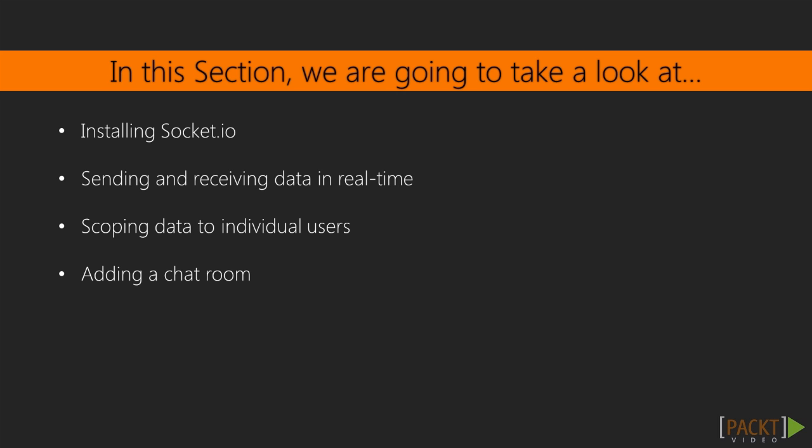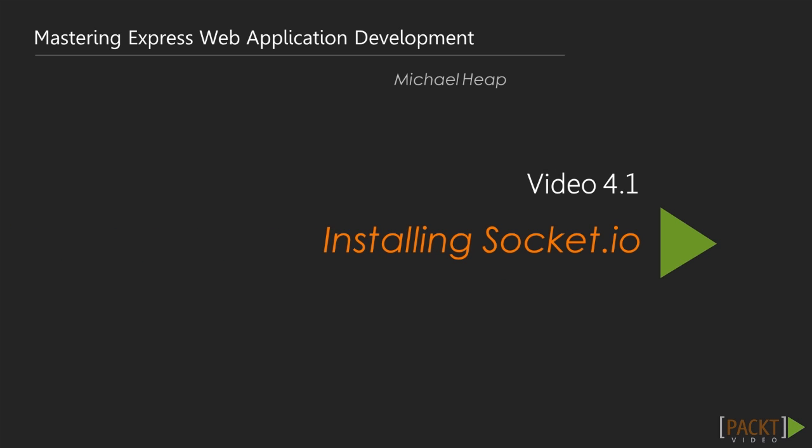In this section, we'll learn how to install Socketio. It is a JavaScript library for real-time web applications, handling data in real time for our application, scoping data to individual users. We'll build a basic chat system for our users, adding onto the chat system and making it a public chat room. In this video, we're going to be installing Socketio.